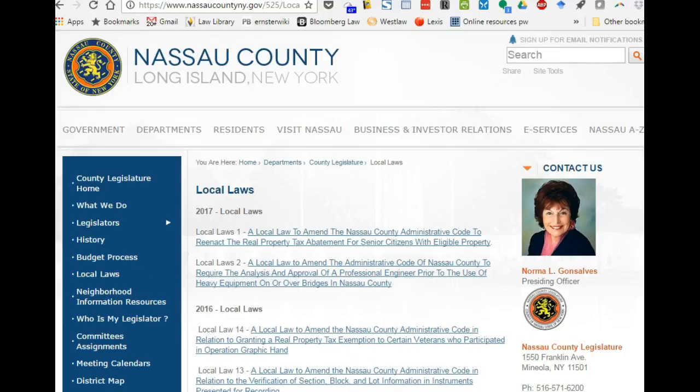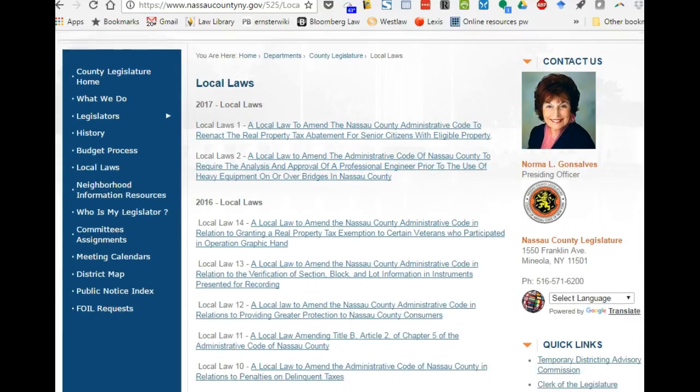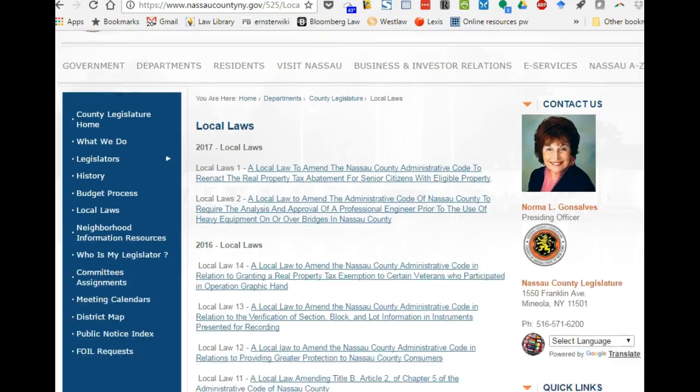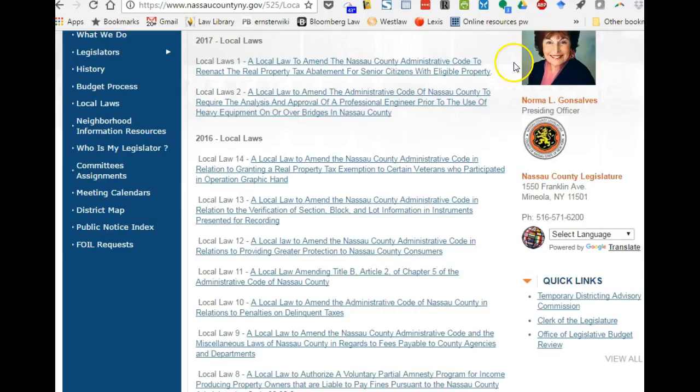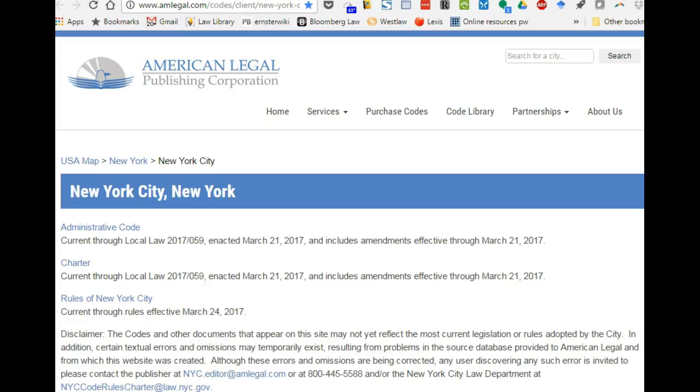So since there's local tax payments for Nassau County, there's local laws about tax, not surprisingly. Something about equipment over bridges. So that's what's happened in 2017, and these local laws will, of course, as you can see, amend the administrative code. Taking a look at a larger jurisdiction, as I was mentioning, New York City.